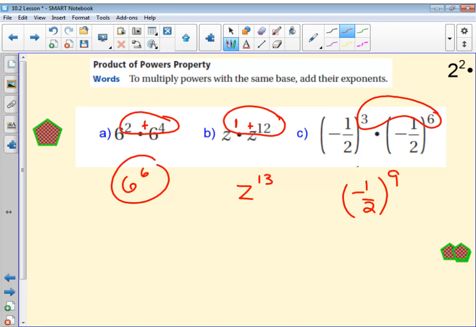Okay, so you should have gotten 6 to the 6th power, z to the 13th power, because that first z there is z to the 1st, and -1/2 to the 9th power. Remembering when we're working with base numbers that are the same and we're involving products or multiplication, we can add the exponents to find out what the new exponent is.